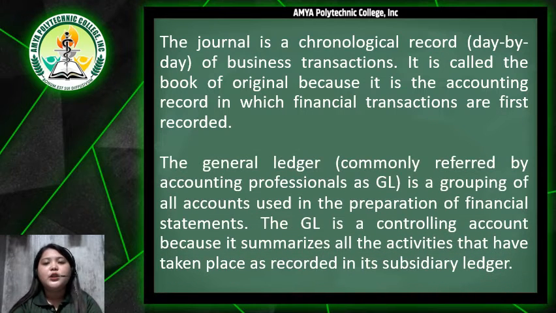recorded. The general ledger is commonly referred to by accounting professionals as GL. This general ledger is a grouping of all accounts used in the preparation of financial statements. The GL, or the general ledger, is a controlling account because it summarizes all the activities that have taken place as recorded in its subsidiary ledger.